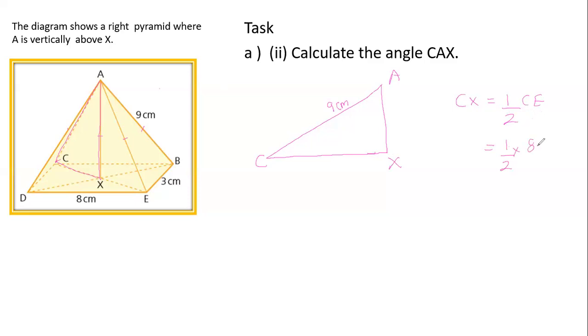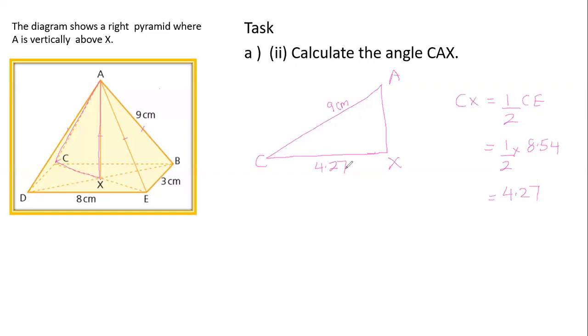I saw people getting 8.54. Annette, what are you getting? And CX is the half of CE. Which answer do you have? I have 4.27. 4.27. So meaning our CX here is 4.27.